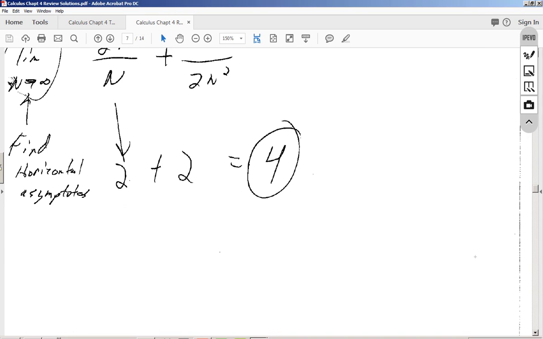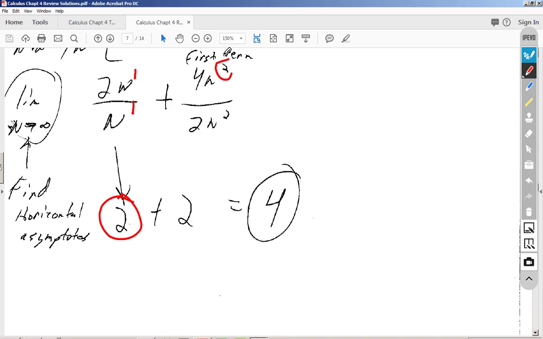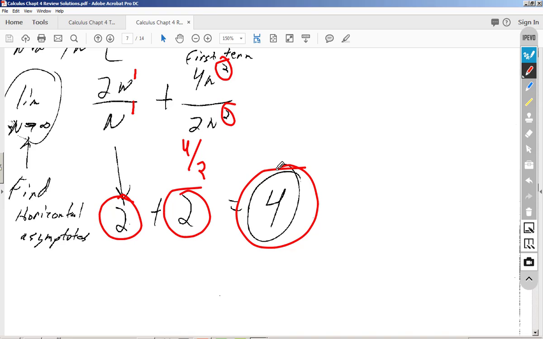So now to find the horizontal asymptote. So the horizontal asymptote of this, since the power is the same, that answer is just going to be 2. Power is the same, so that's going to be 4 divided by 2, which is also 2. And then 2 plus 2 is going to equal 4. And that will be the limit as n approaches infinity of that summation of i equals 1 to n of 1 plus 2i over n times 2 over n.